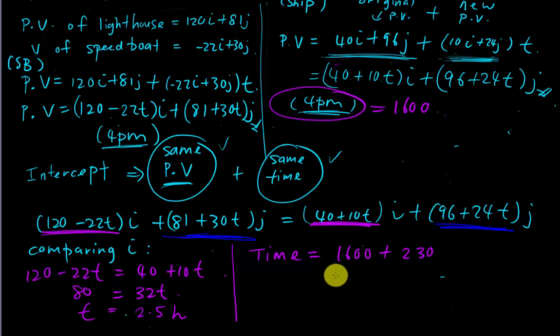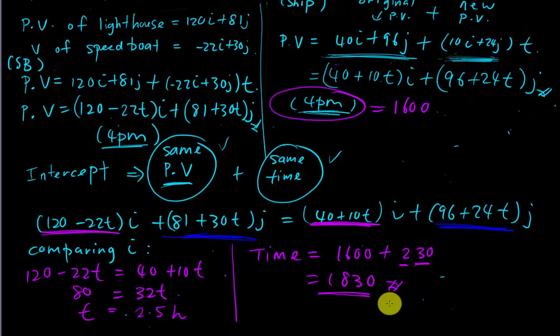So it will be 1830. This is how they're going to meet. This is 2.5 hours, but here I cannot write 2.5. I just write 2 hours and 30 minutes, because this is international time. International time must be in hours and minutes. I cannot write 18.5, because this is time. This is very easy.